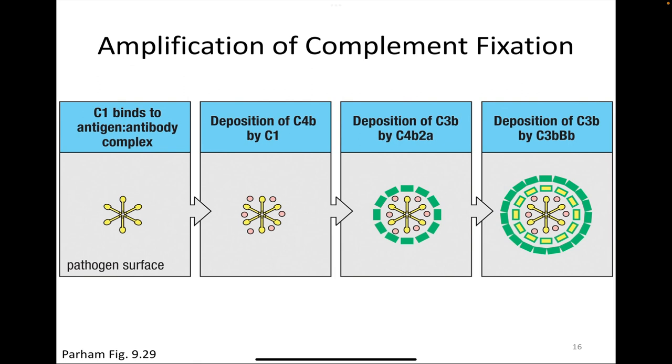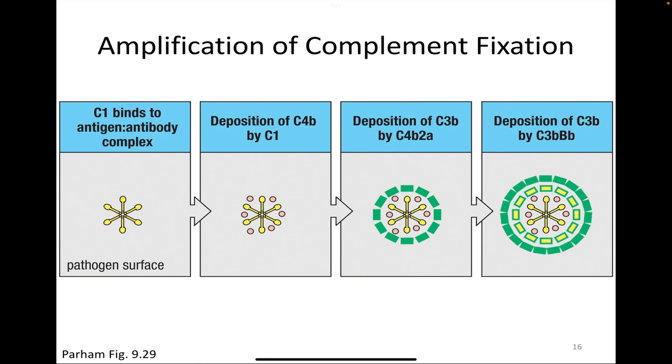And so here you can see what I mentioned before. We might have, say, one C1 binding, but we can get multiple C4s, we can then get multiple C2s, and then by the time we get to C3, we are just making tons and tons and tons of C3b to get all over that microbe to make all of those holes that we saw in the surface of the microbe. So this is the basic idea of the alternative pathway.